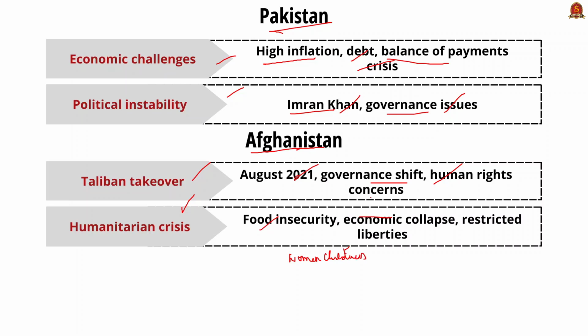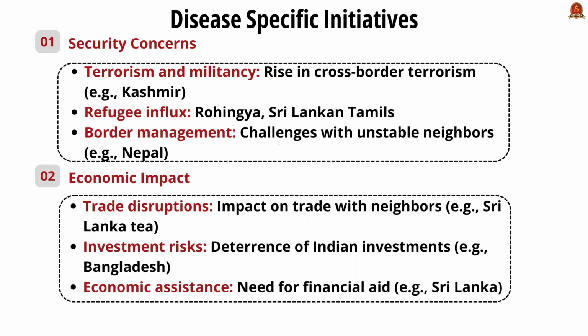Now, let us see the implications for India in reference to all of these issues. Under the security concerns, first is the terrorism and militancy. Instability in neighboring countries like Pakistan and Afghanistan can lead to a rise in terrorism and militancy. For example, the Taliban's takeover in Afghanistan has raised concerns about terrorist groups finding safe havens and increasing cross-border terrorism in India, particularly in Jammu and Kashmir.